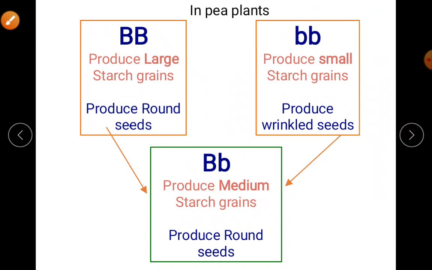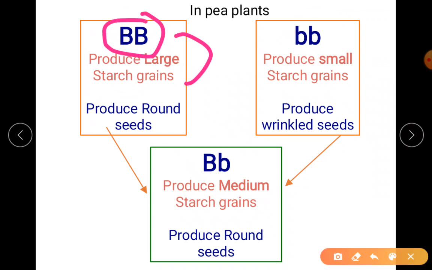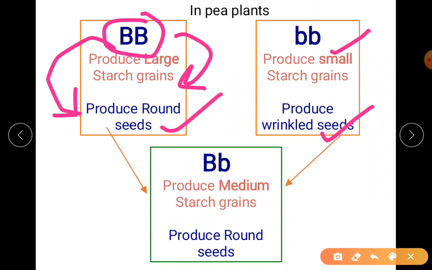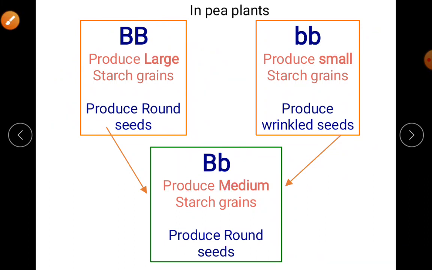Now that was one feature. One gene is able to produce starch grain. Now one more feature is there. It can produce the shape of the seed. So capital B produces round seeds, small b, that is recessive, produces wrinkled seeds. So when it is in hybrid condition, dominant is the one which is observed here. It produces round seeds even though it is hybrid. So this is your normal. The law of dominance works here, and the recessive is suppressed.